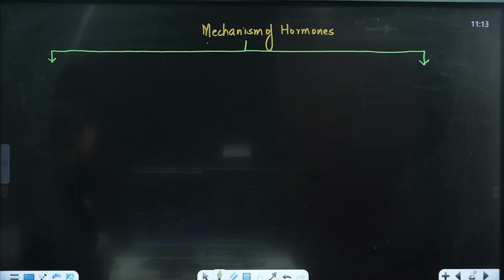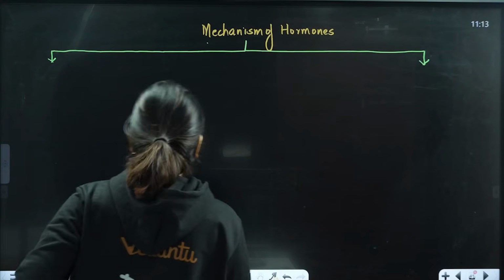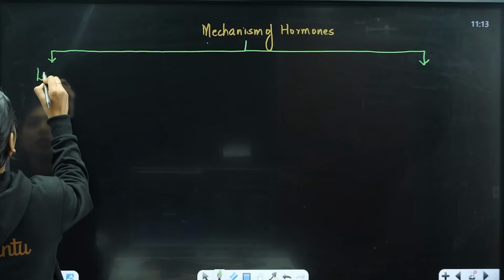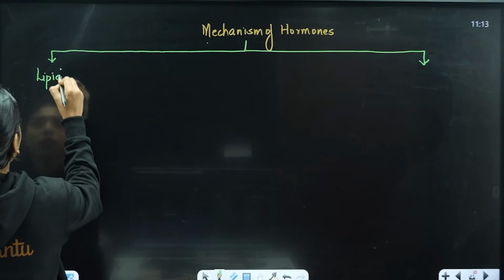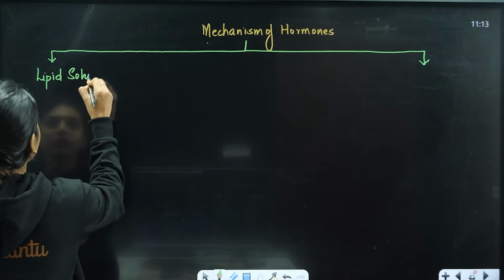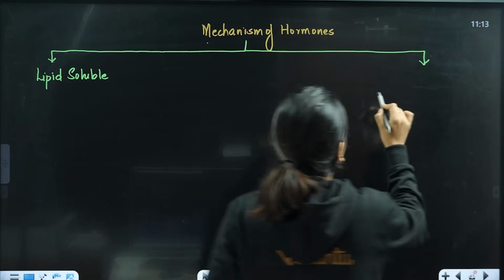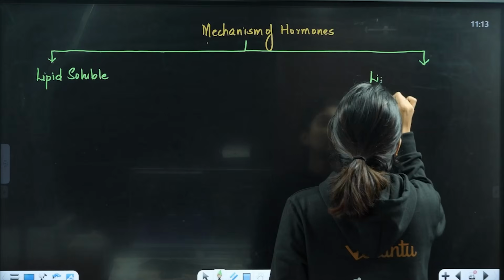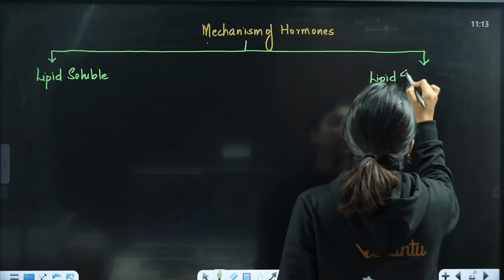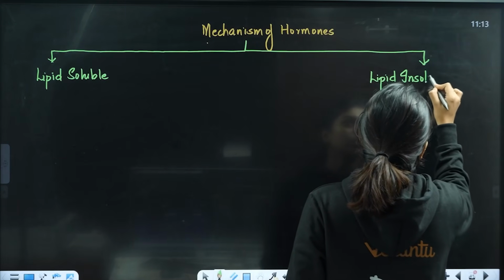Okay, so I told you two types are there. The first one is called lipid soluble, the ones who have the permission to enter inside. The second is lipid insoluble.